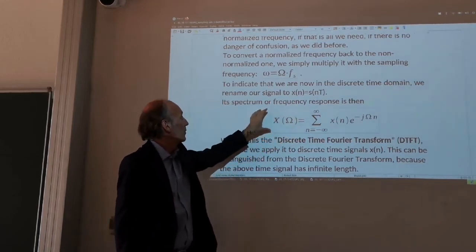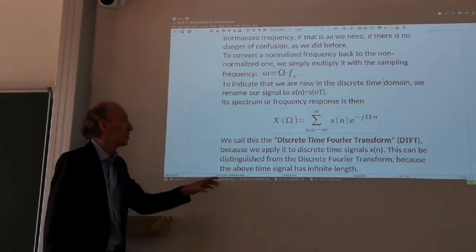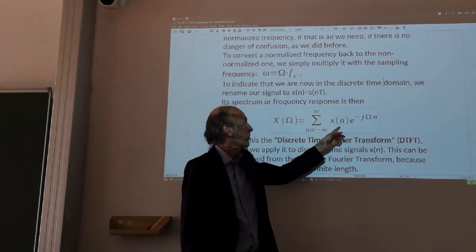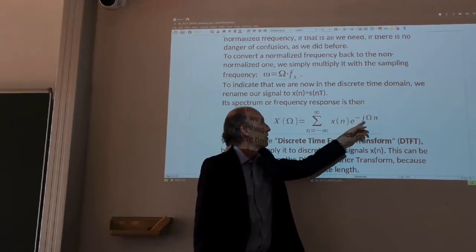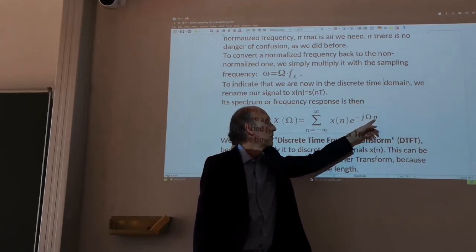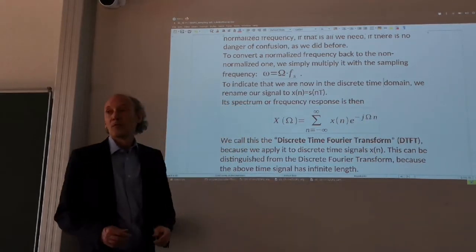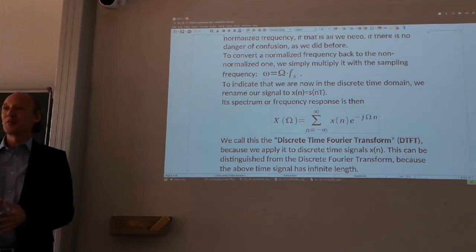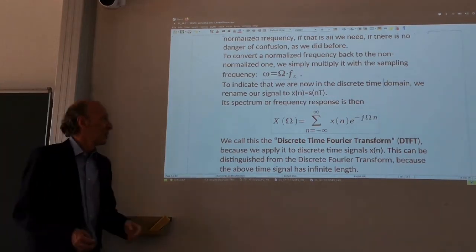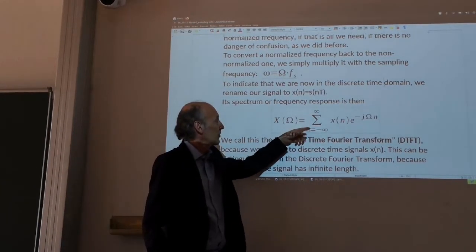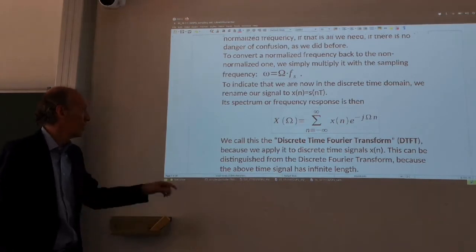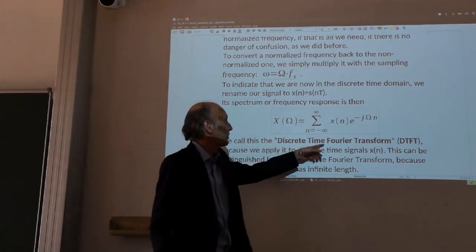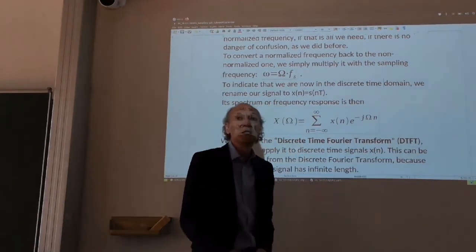And then this discrete time Fourier transform becomes this. Right? We have x of n, and then we have e to the minus j omega, the normalized frequency, times n. So it's actually very simple. It's actually much simpler than in the continuous time case. And also, instead of an integral, we have a sum, which also makes it simpler. So this is the discrete time Fourier transform, short DTFT.